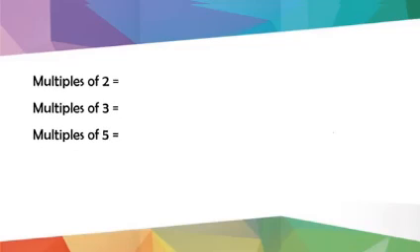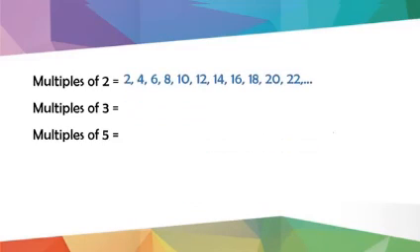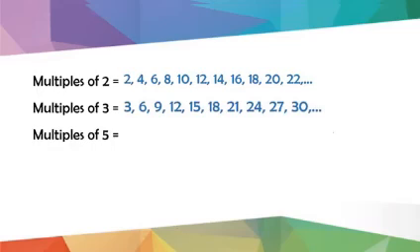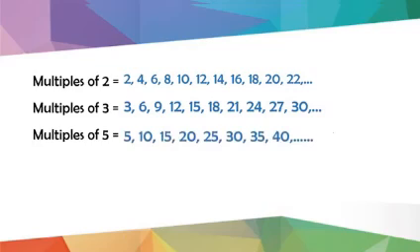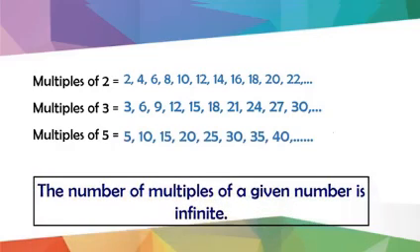List the multiples of 2, 3 and 5. Multiples of 2 are 2, 4, 6, 8, 10, 12, 14, 16, 18, 20, 22, 24, 26, etc. Multiples of 3 are 3, 6, 9, 12, 15, 18, 21, 24, 27, 30, 33, 36, etc. Multiples of 5 are 5, 10, 15, 20, 25, 30, 35, 40, 45, etc. So the number of multiples of a given number is infinite.